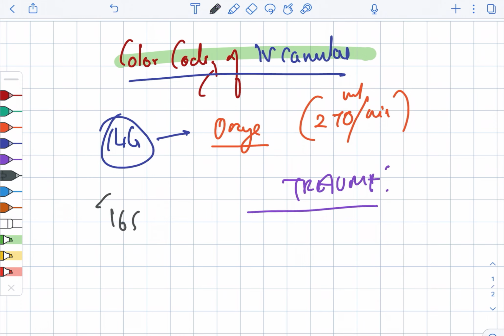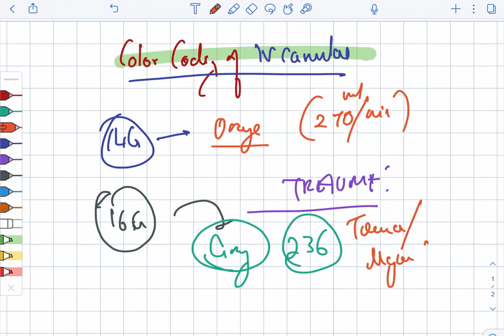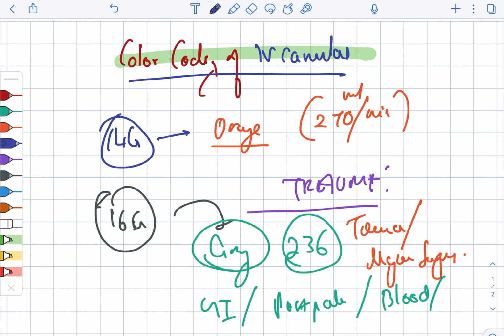Then there's 16G. 16G is gray. Gray here indicates a slightly lower flow rate, that's 236. This is also used in case of trauma patients, as well as major surgeries. It is also used in case of GI bleeds, gastrointestinal bleeds, as well as postpartum, multiple blood transfusions, and high volumes of fluids.